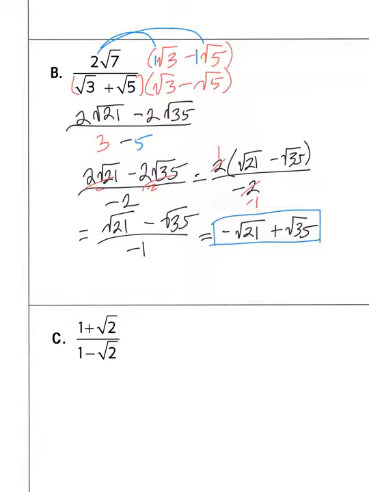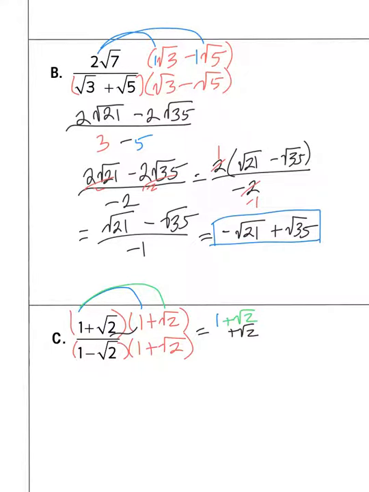Now for C, to rationalize this denominator, you have to multiply by the difference of 2 squares pattern. So it has to be 1 plus the square root of 2 times 1 plus the square root of 2. So make sure, because you've got a binomial times a binomial. So we've got 1 times 1, which is 1. And then 1 times rad 2, which is positive rad 2. And rad 2 times 1, which is another positive rad 2. And then finally, rad 2 times rad 2, which is a positive 2.